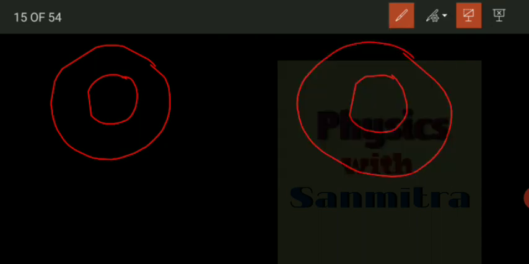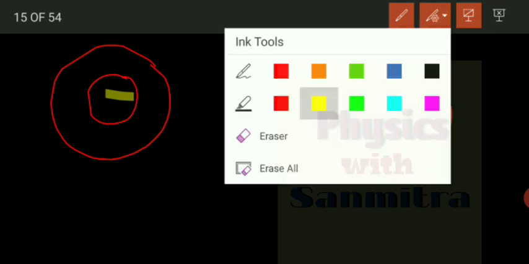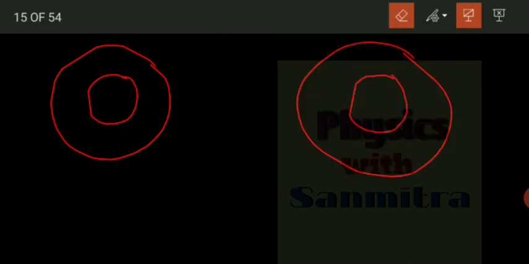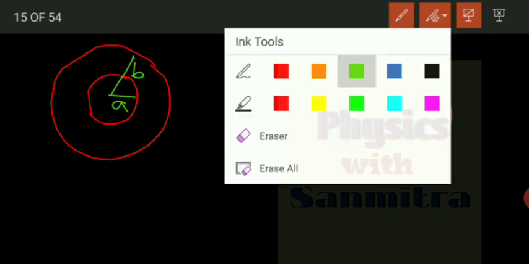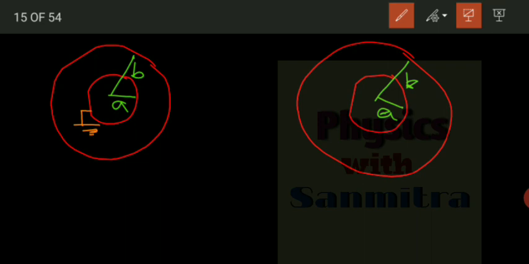Now in this case, let's take the inner radius as A and the outer radius as B. Here also let's take the inner radius as A and the outer as B. In the first case, what they have done is that they have earthed the inner sphere and the outer is given a charge Q. In the second, they have taken a charge Q here and they have earthed the outer. I think it is the opposite. This is my C1 and this is my C2.